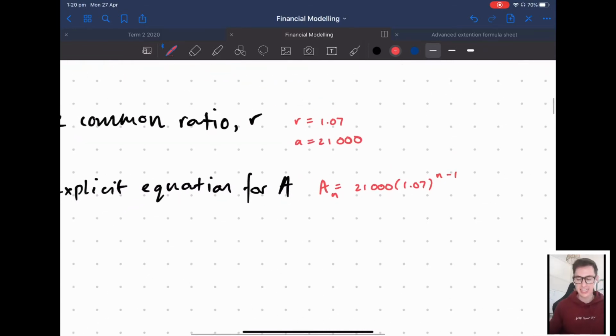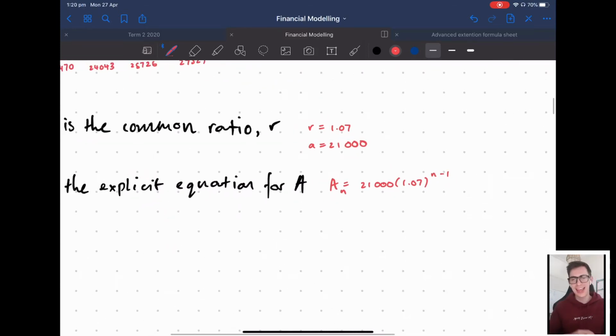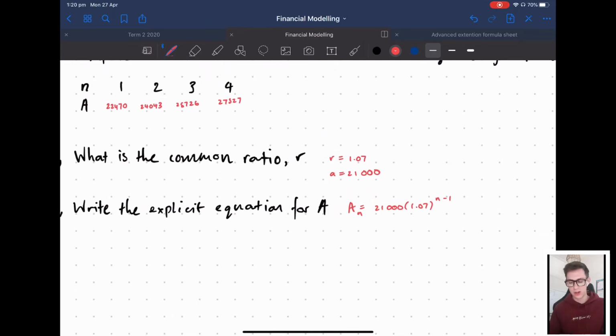Okay, so for any year, I can pop in that N value where year 1 was 1. So year 100 would be N is 100. And I could get how much money would be in that bank account at the end of that year.